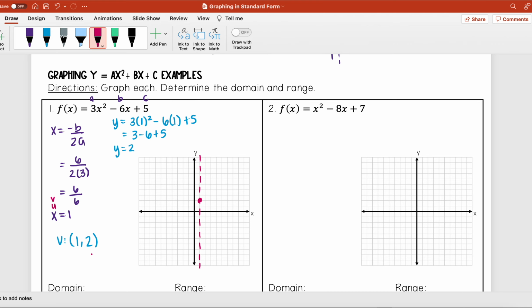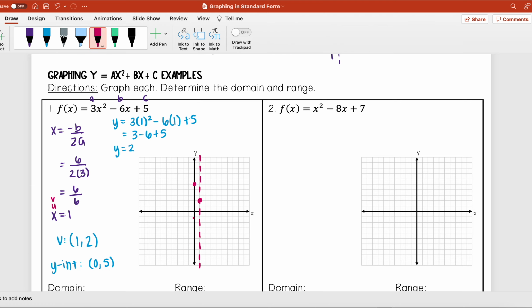Then my third step is to plot my y-intercept. So remember your y-intercept, that is always 0, c. And so here, my c value is 5, so that means that my y-intercept is at 0, 5. So I go 1, 2, 3, 4, 5.